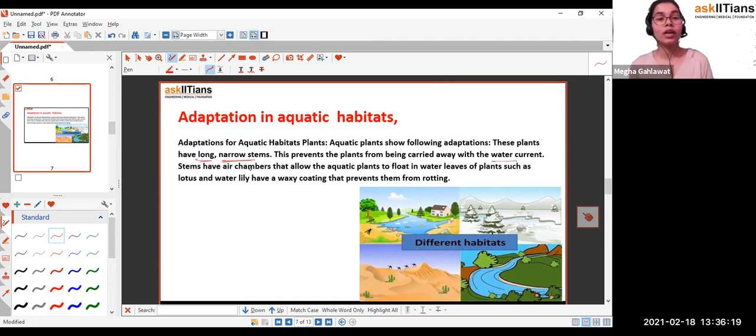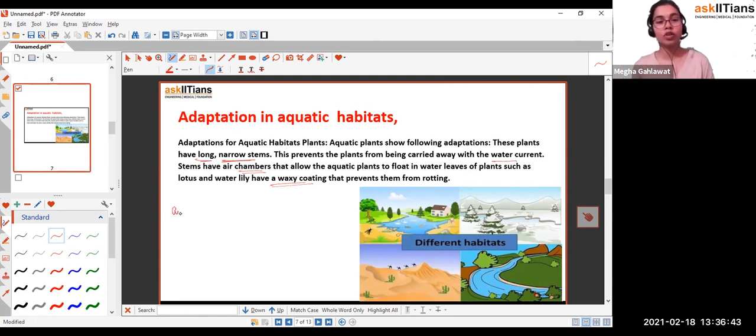And the stems, they're going to have the air chambers in a few of the plants such as the lotuses or the water lily to help them stay afloat. Okay, and they also have a waxy coating so that water is not rushing into their cells, okay, into the cells of the different plants. What is a cell? Cell is the fundamental unit of life. Every living thing is made up of cells. Okay, now that is for the plants.